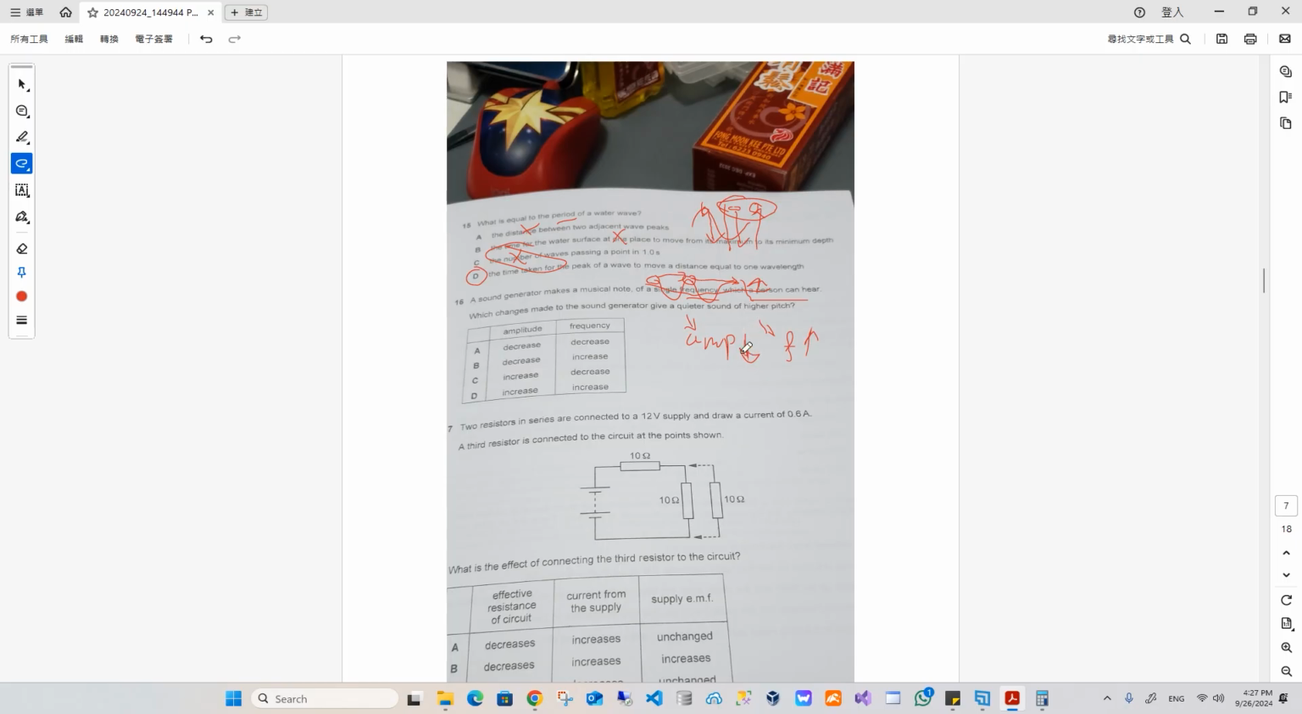So you know pitch, right? Pitch means the sharper, like a girl's sound, and lower means a guy's sound. So that's actually frequency. Loud or not loud is due to the amplitude.